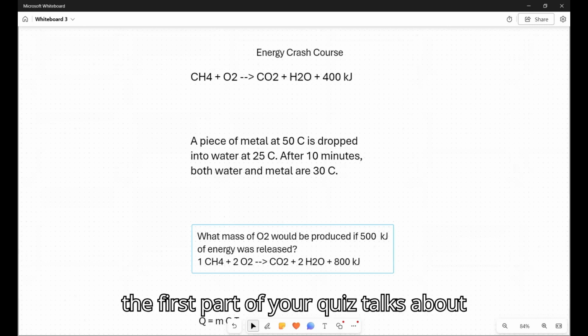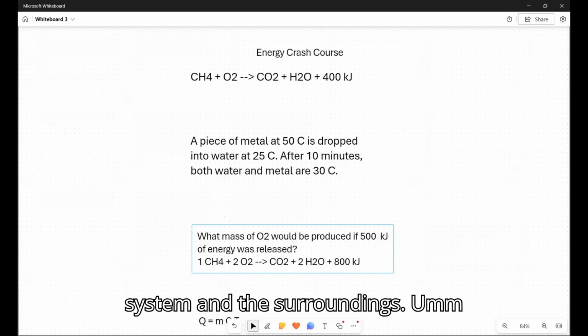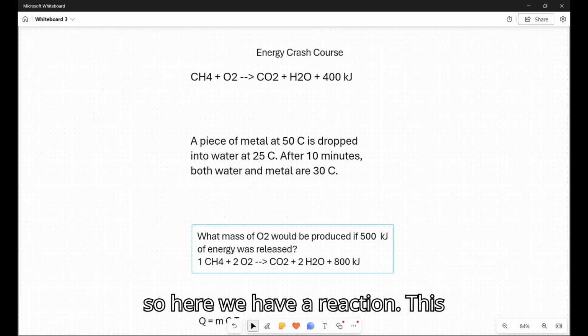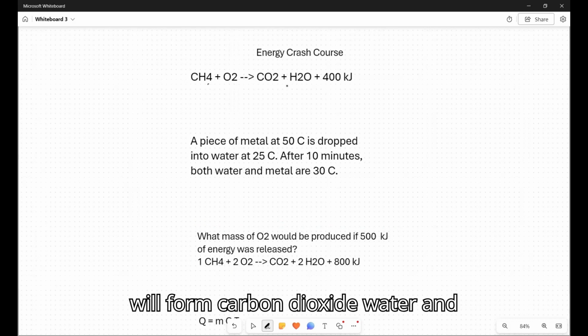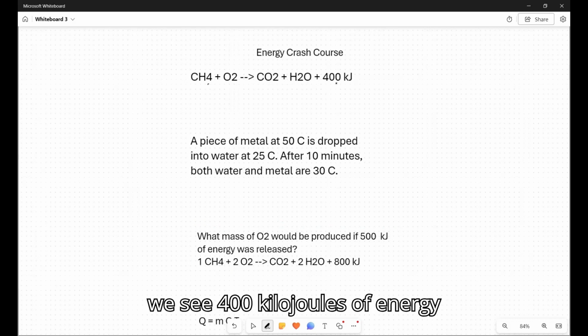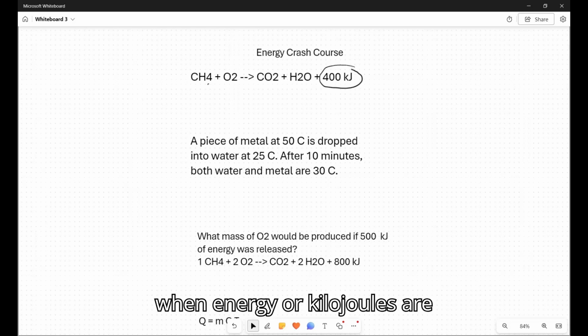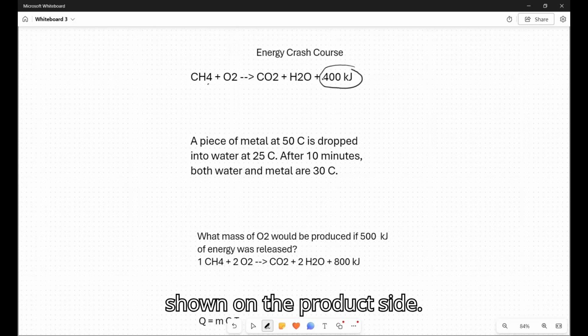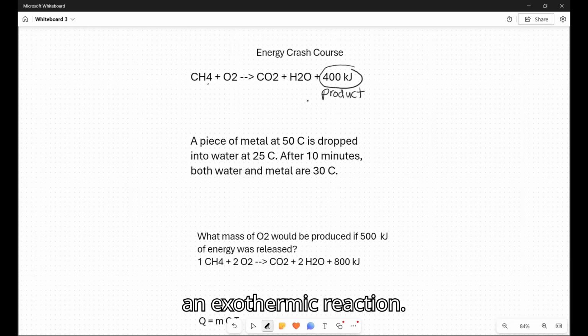So, the first part of your quiz talks about temperature changes as it results to the system and the surroundings. Here we have a reaction: methane with oxygen will form carbon dioxide, water, and we see 400 kilojoules of energy as a product. When energy or kilojoules are shown on the product side, that means that energy was released. So when energy is released, this is indicative of an exothermic reaction.